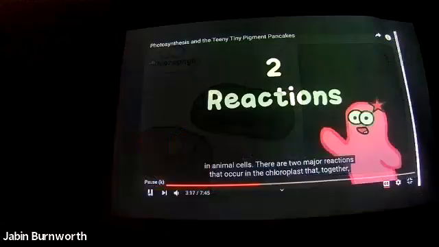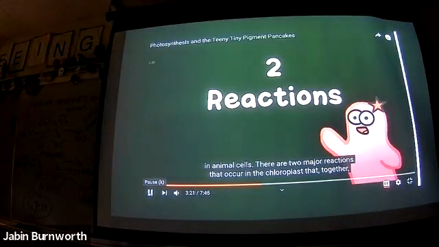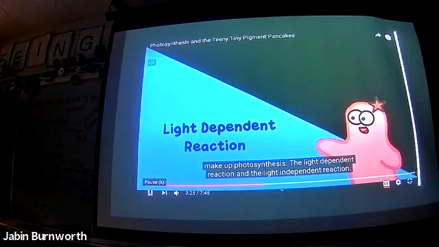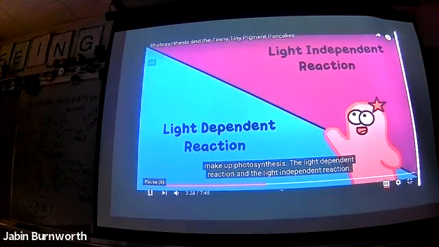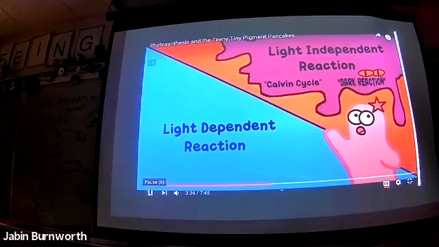There are two major reactions that occur in the chloroplast that together make up photosynthesis: the light-dependent reaction and the light-independent reaction. The light-independent reaction, by the way, is also called the Calvin cycle or dark reaction. So let's talk about these two reactions.